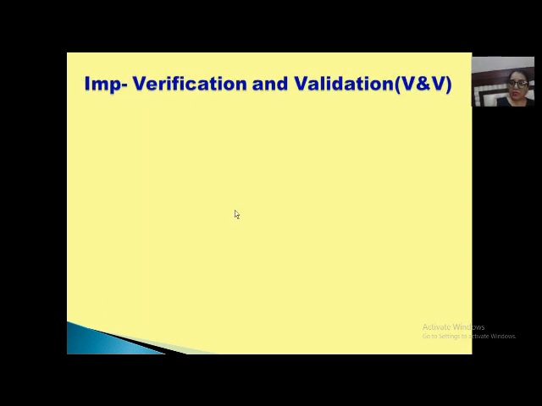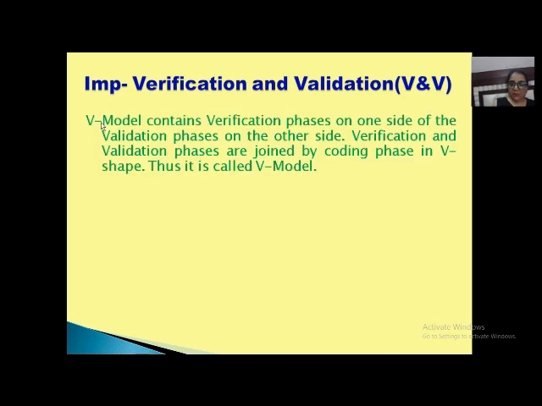In the examination, a 3-mark question or a 2-mark question comes up to differentiate between verification and validation or give the definition of these terms. The V model contains verification phases on one side and validation phases on the other side. Verification and validation phases are joined by the coding phase in the V shape. That is why it is called a V model. Code here serves as a baseline for joining both.